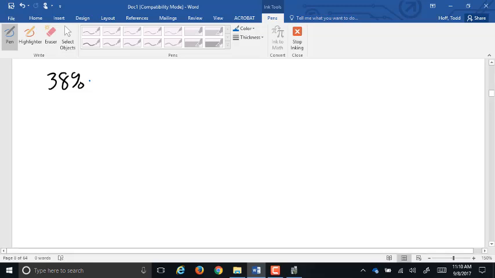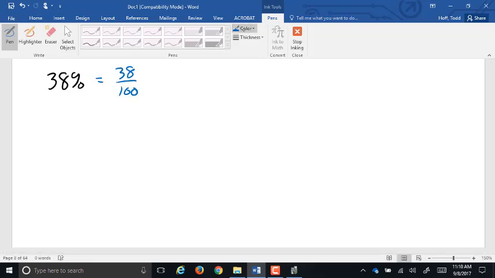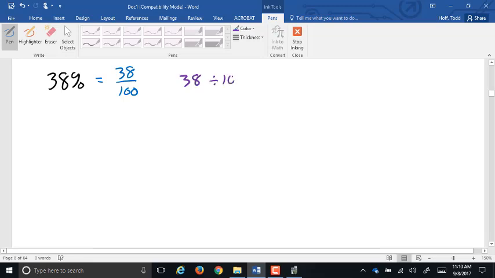Our next step now, we want to convert our percents into decimals. So we already said 38% meant 38 over 100. To turn a fraction into a decimal, we just divide it out. So that would be 38 divided by 100, which of course is 0.38.